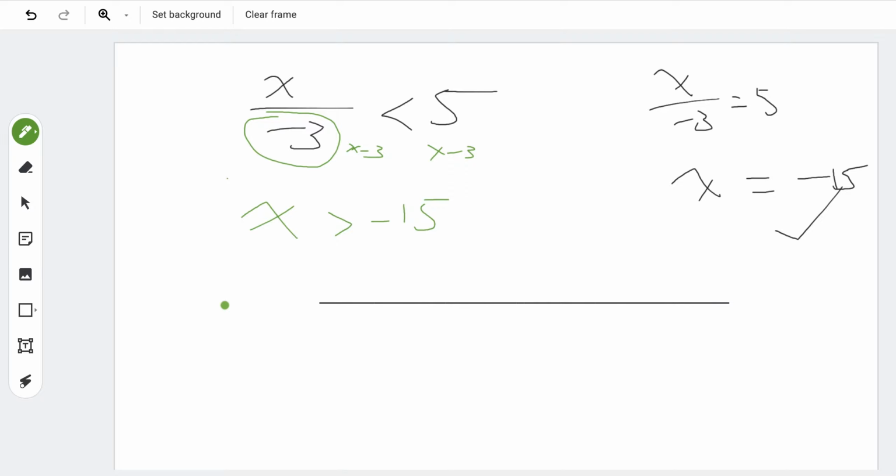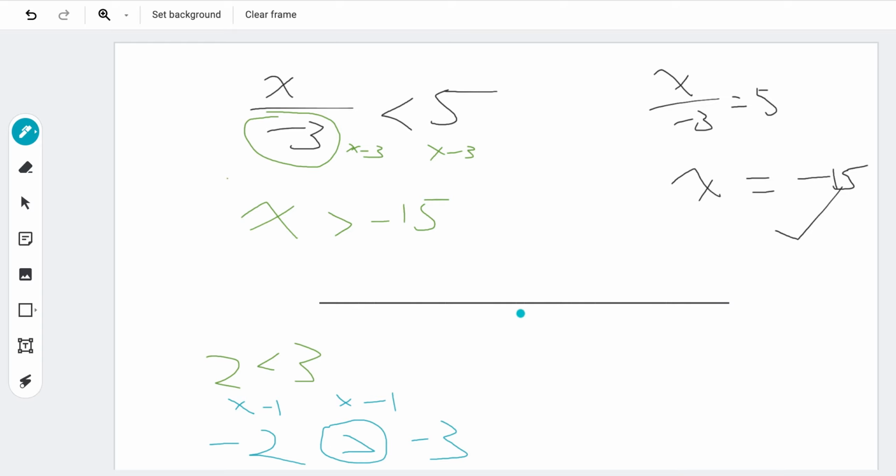Let's do a simple example. Let's just forget about x. Let's just do 2 is smaller than 3, right? Of course this is true. But when we multiply both sides by negative 1, we will actually get negative 2 compared to negative 3. As you can see, smaller than doesn't actually work because negative 2 is actually bigger than negative 3. So when we multiply or divide by a negative number, the sign has to switch.